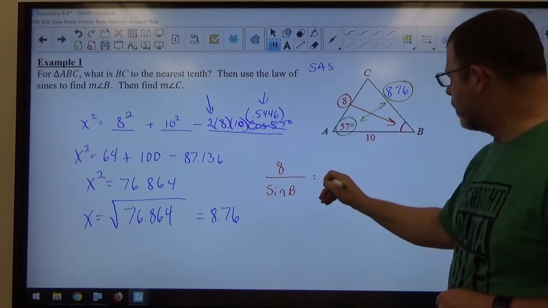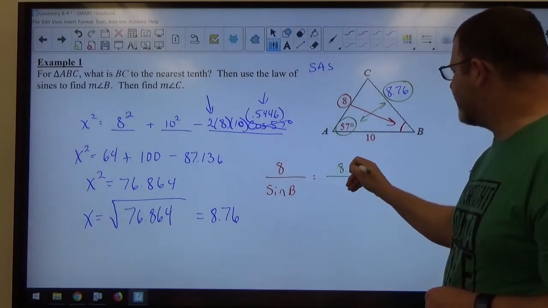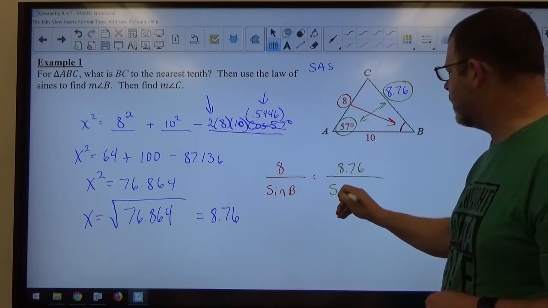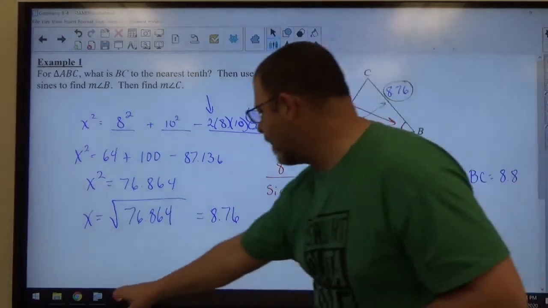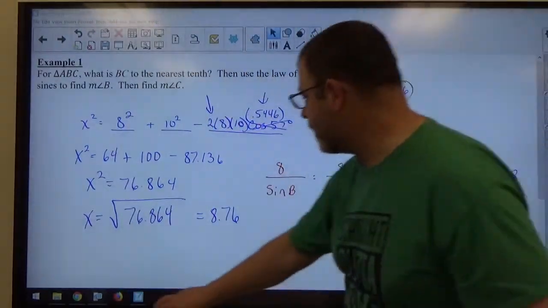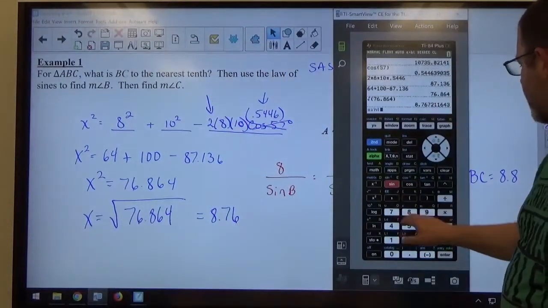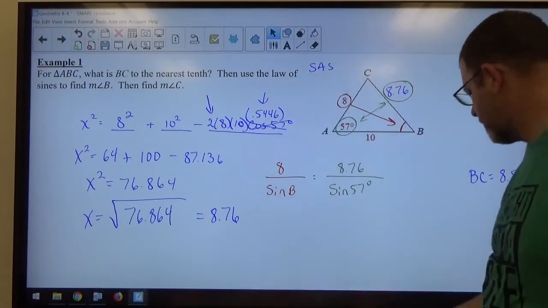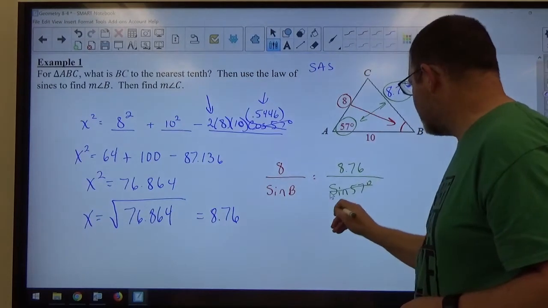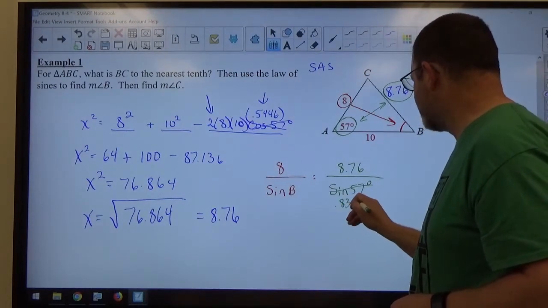If I do law of sines like I always do, it's going to be 8 over the sine of B equals 8.76 over the sine of 57 degrees. All right. Once again, my calculator knows the sine of 57, so I'm going to ask it. Sine 57 equals 0.8387. So I'm going to put 0.8387 there.